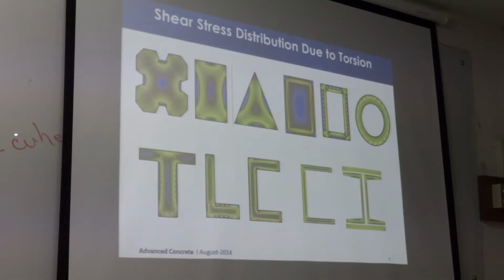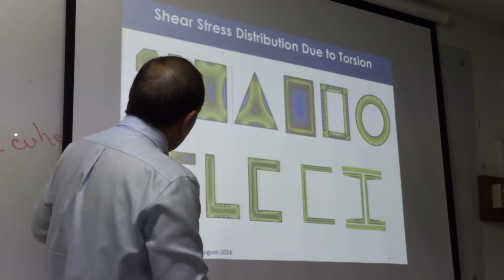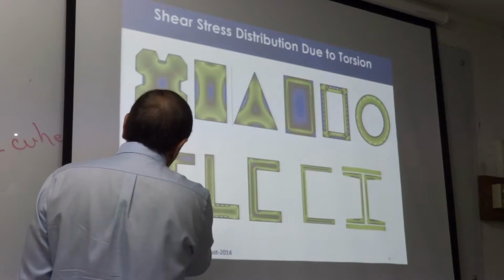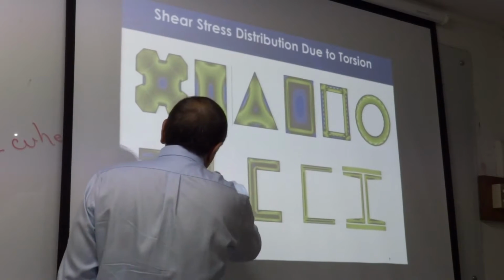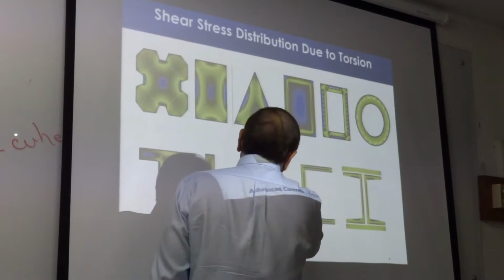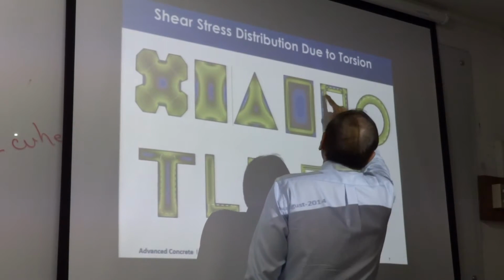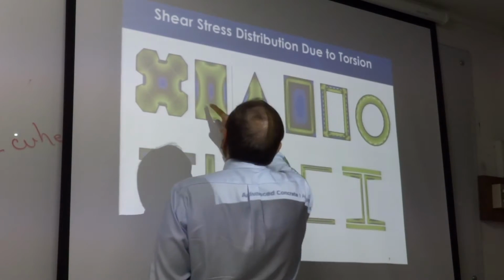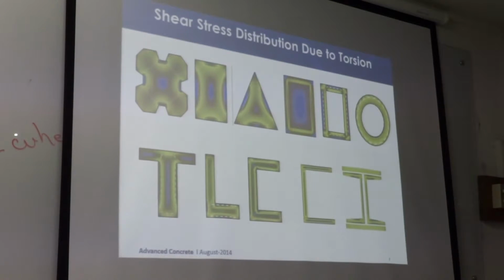Some more sections. Twisting torsion, you can see the colors and you will find that they form, this is interesting. The torsion flow goes like that. The torsion flow goes like that. It follows the section. It goes like that, in all of these cases. So torsion stresses just flow around the edges, around the corners, around the boundaries, right?